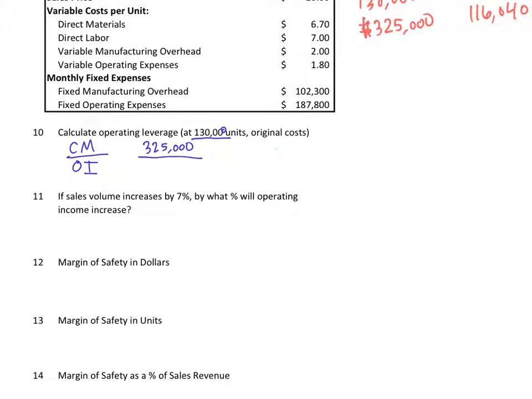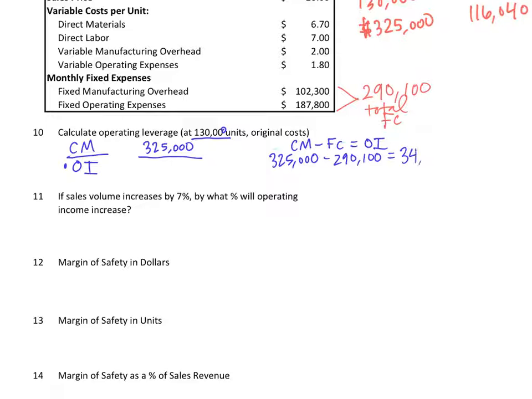But we don't know the operating income at this level of units, so we need to calculate it using our shortcut equation for operating income. Contribution margin minus fixed costs equals operating income. So we'll take that contribution margin of 325,000 and subtract the total fixed costs of 290,100. And that gives us operating income of 34,900. Now we're ready to compute operating leverage by dividing contribution margin by operating income, and we get our operating leverage of 9.31. I have rounded that to 2 decimal places.